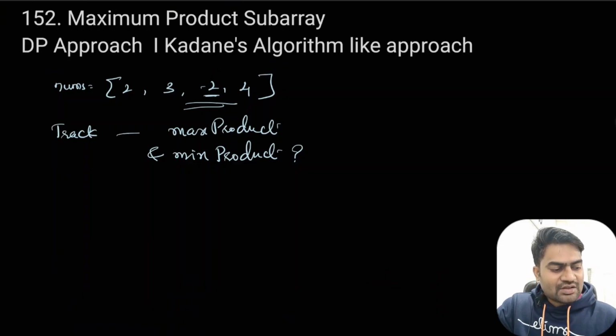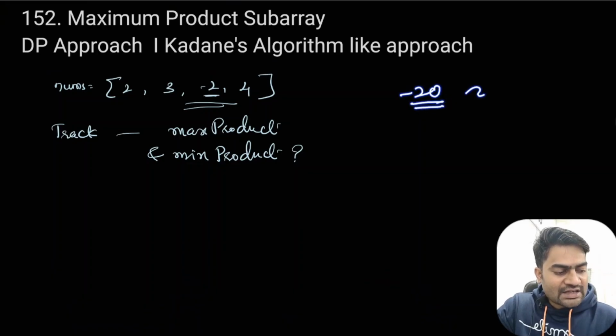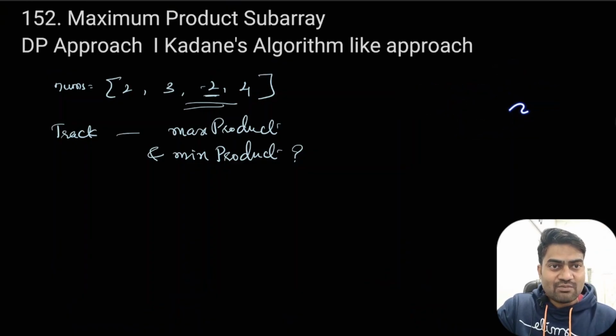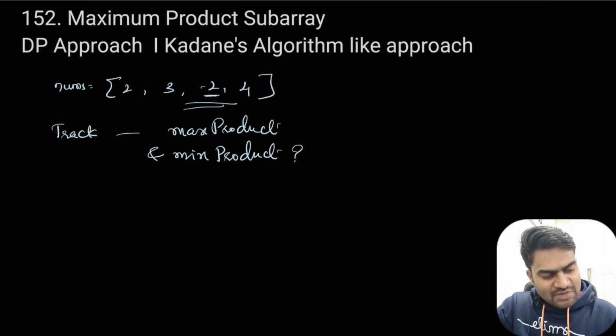Say for example, we are trying to find the product. Maybe the product is somewhere minus 20, and then we find another number which is minus 2 or something like that. If you multiply this with minus 2, then it becomes 40, right? So it will be a positive number. There is a chance that this number will contribute to our maximum product. So keeping that in mind, we will try to memorize the maximum product and also the minimum product.